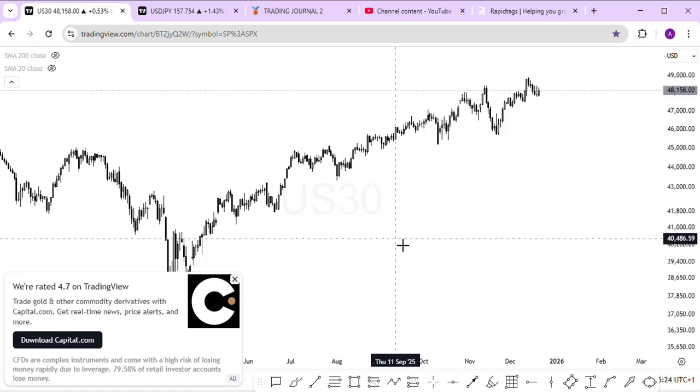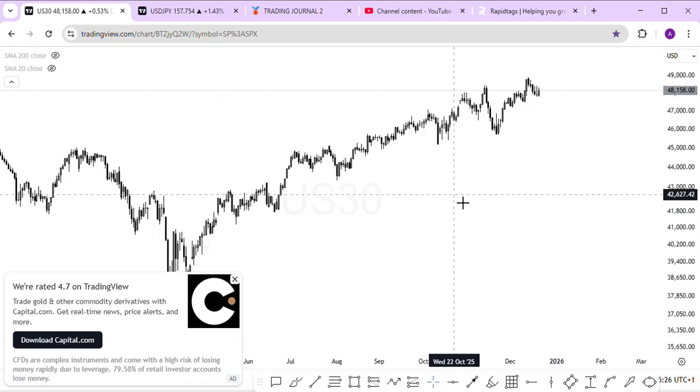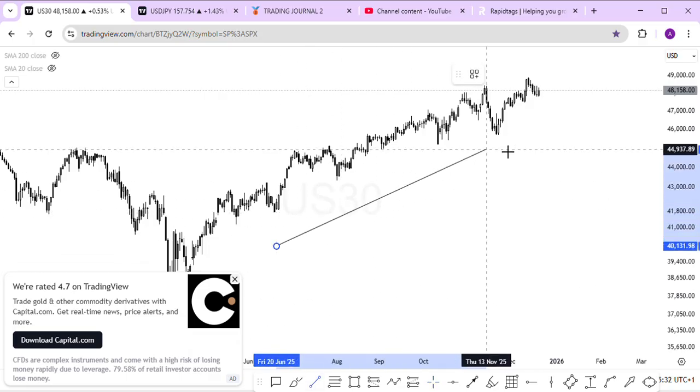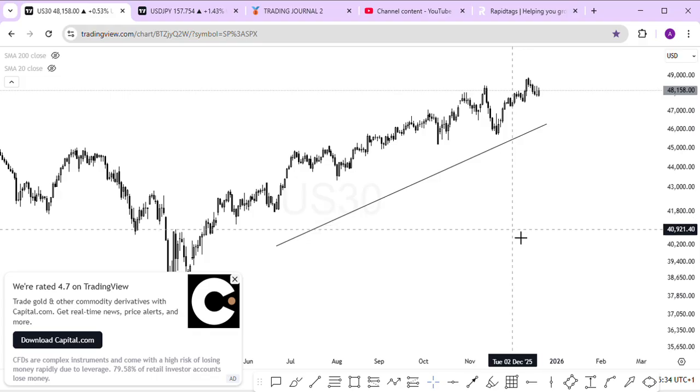In this video, we'll be doing weekly analysis on US30, and as you can see, this instrument looks so easy to trade. The other ones are NAS 100, which you can take a look at, or S&P 500. All these instruments move similarly, might not be exactly, but they move the same way.